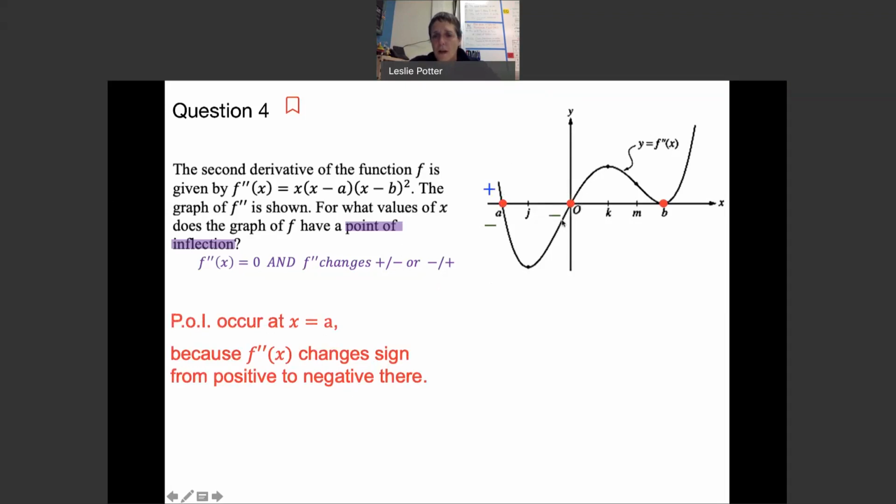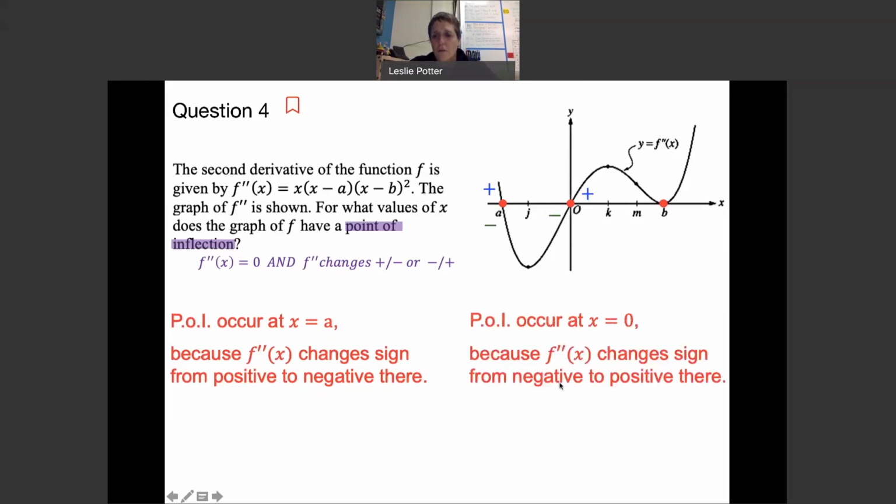Before 0, we have a negative second derivative. After 0, we have a positive second derivative. So I'm looking at these as quadrants. We're in the third quadrant, which is negative. We're up in the first quadrant, which is positive. And these are second derivative values. So again, at 0, another point of inflection because we change from negative to positive at that location.